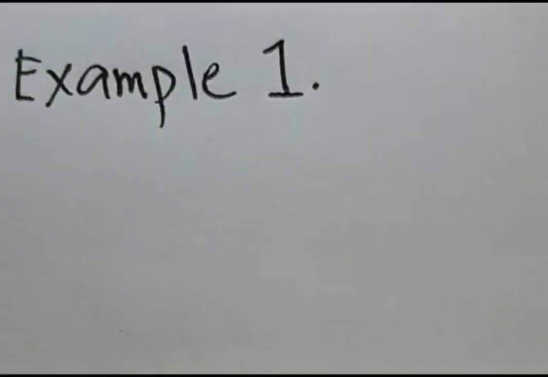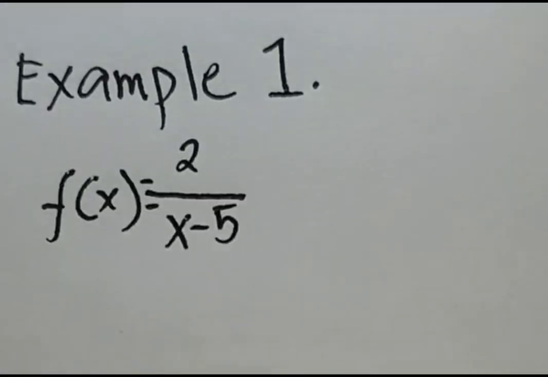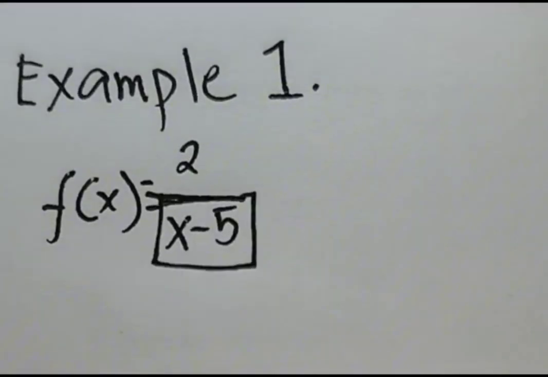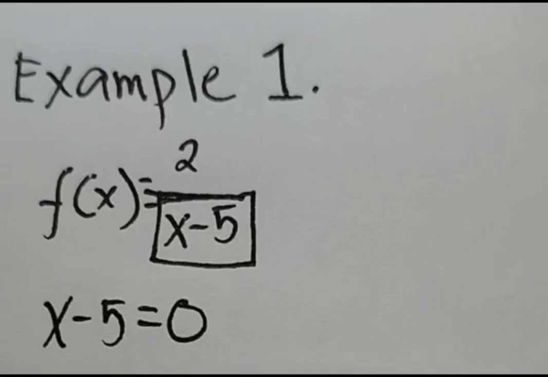So, we have here example number 1. We have f of x is equal to 2 over x minus 5. Now always remember, for finding the vertical asymptote, you just need to focus on the denominator. Our denominator is x minus 5. Then equate the denominator to 0. x minus 5 equals 0.